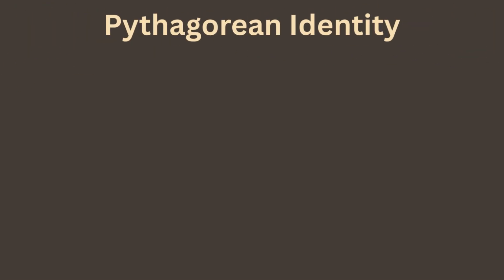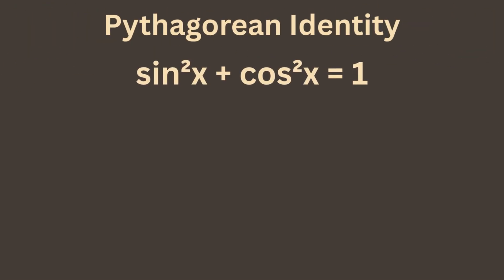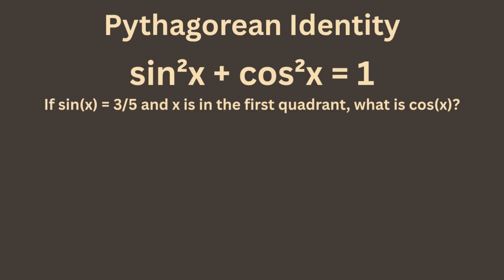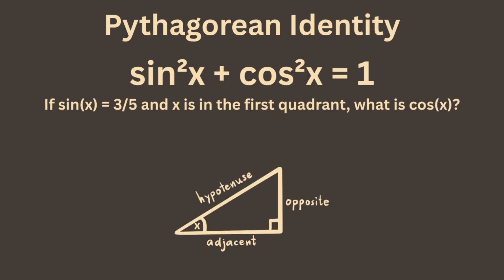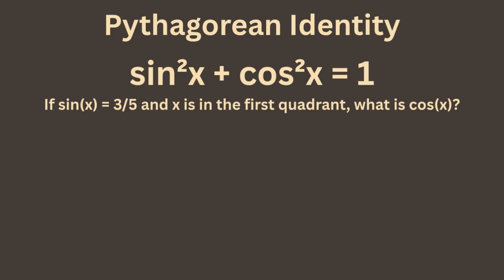Pythagorean identity. Sine squared x plus cosine squared x is equal to 1. Let's say a problem gives you sine x is equal to 3 over 5 and wants to know what cosine of x is. Now, one way to solve this is by using the Pythagorean theorem, finding what the adjacent side is, and then finding the cosine of x. However, a quicker way might be to use the Pythagorean identity. Instead of drawing a triangle, you can use sine squared x plus cosine squared x is equal to 1.